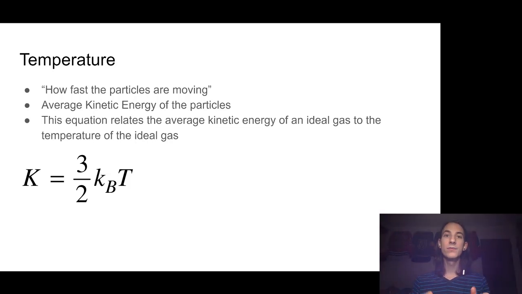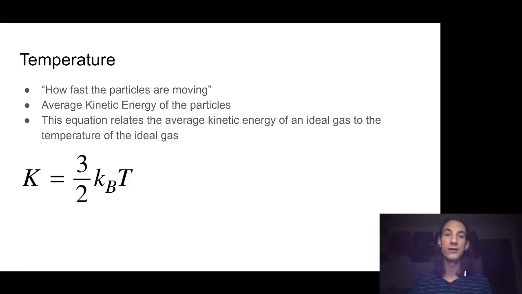When we think about temperature, the main thing we want to think about, where our minds want to go, is that the temperature is telling us the average kinetic energy of the particles, which is absolutely related to how fast the particles are moving. So we want to think about the temperature as the average kinetic energy of the particles.